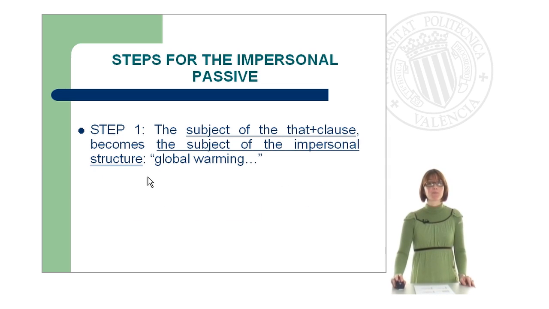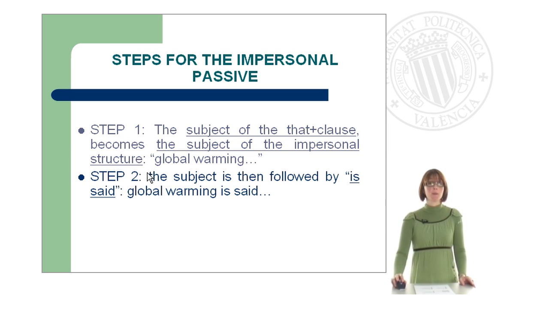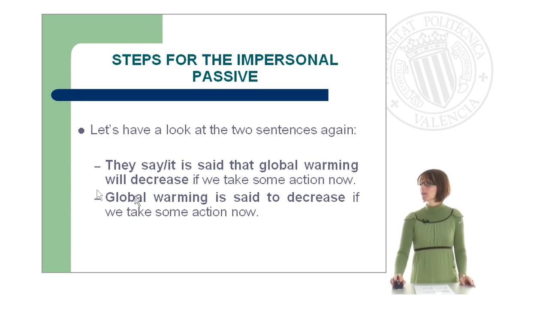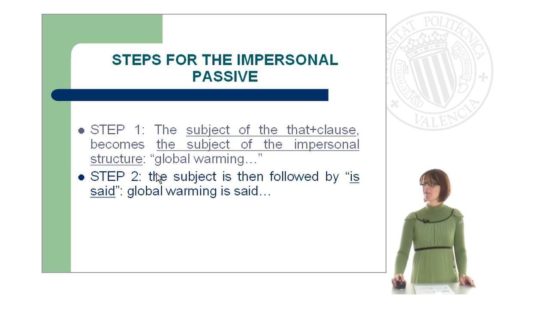Step number 1. The subject of the that clause becomes the subject of the impersonal structure. In this case, if you remember, it is global warming. Then, we have to make a change in the verb. The subject is then followed by the verb to be, in the same tense as the reporting verb. If you remember, the reporting verb here is in the present, say. So now we have the verb to be in the present, followed by the past participle of the verb.